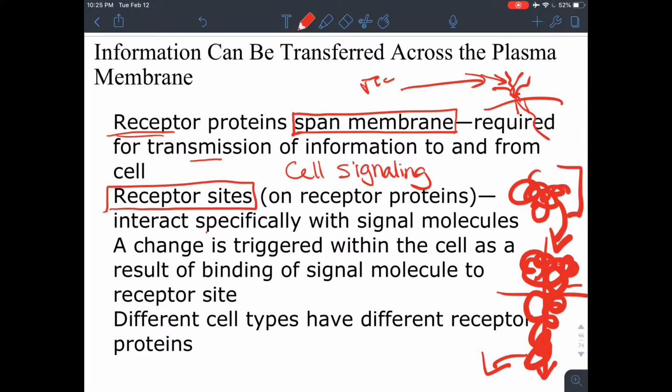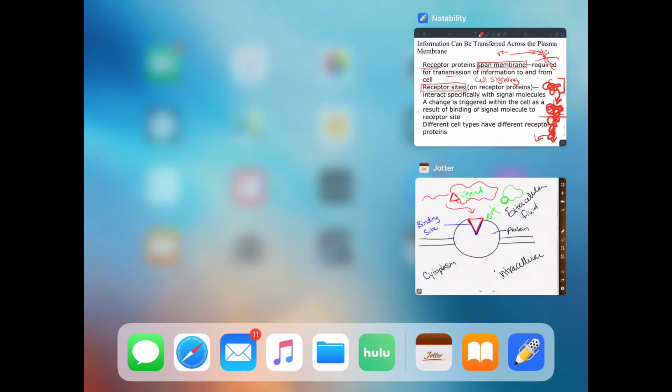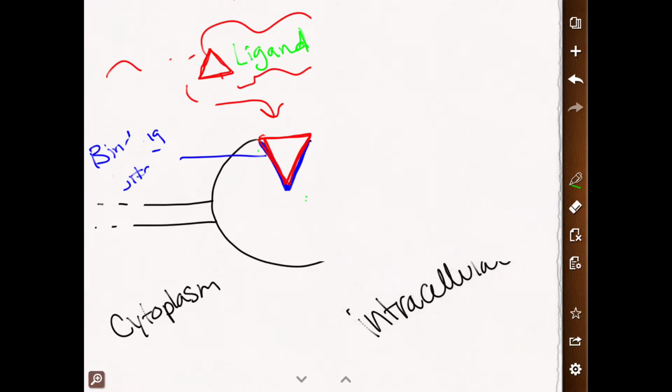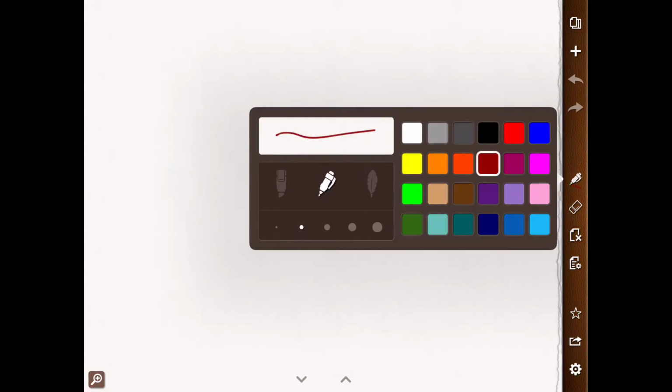The ligand binds and it changes configuration. And then that triggers something inside of the cell, which is the result of the binding. For instance, let me give you an example. We can talk about glucose and insulin being a really good example for this. And I won't get into the very specifics of this type of protein, but I'll show you.